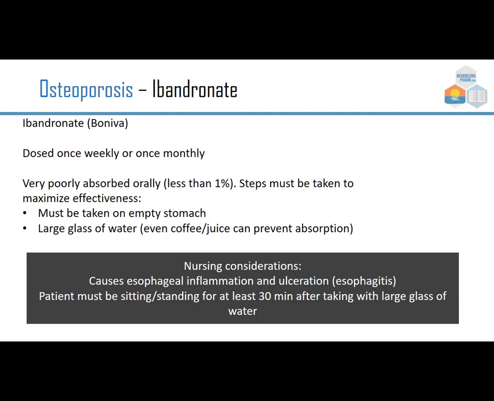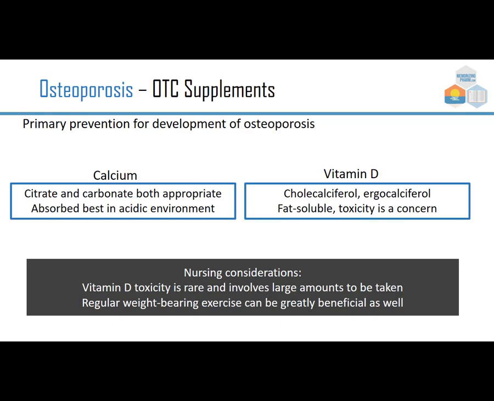Ibandronate, or Boniva, is dosed once weekly or once monthly. It's very poorly absorbed orally, less than 1%. And steps have to be taken to maximize effectiveness. So it must be taken on an empty stomach with a large glass of water, and then same thing, esophageal inflammation, ulceration. Patient must be sitting or standing for at least 30 minutes.